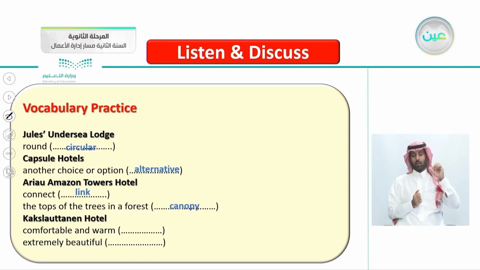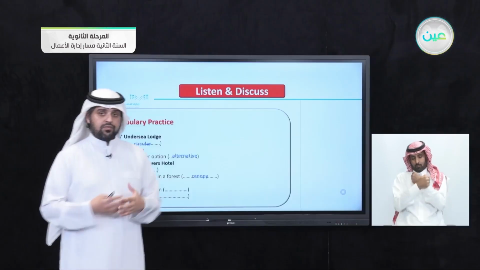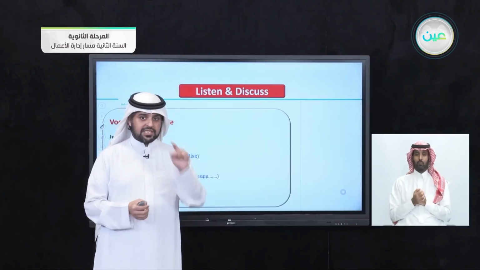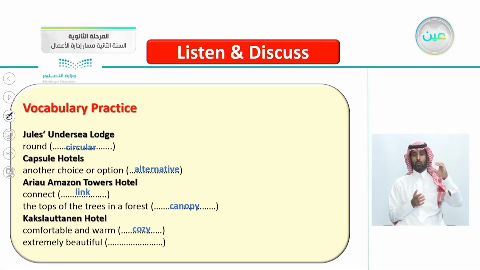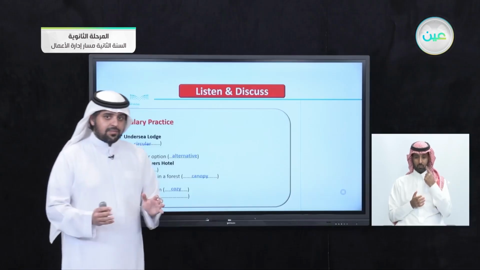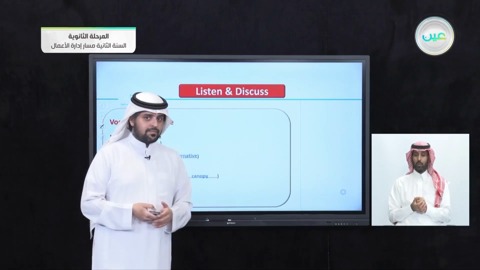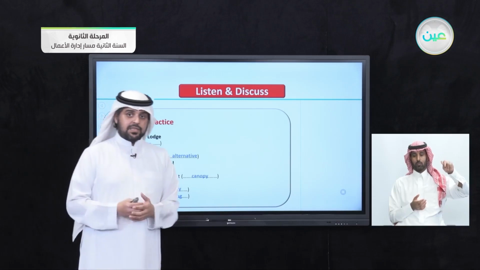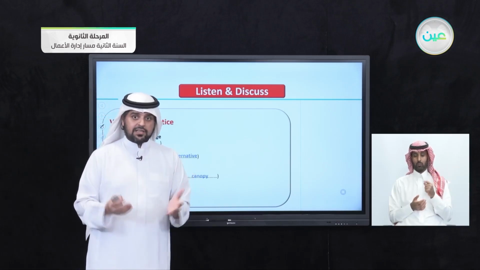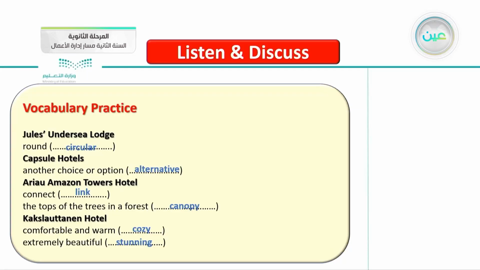In the last article, the Kakslotten Hotel, what is the word that means comfortable and warm? It begins with the letter C. Yes, excellent, it's the word cozy. And extremely beautiful? Yes, that's correct. It's the word stunning. When you describe something as stunning, it means that you admire it and that it's extremely beautiful.